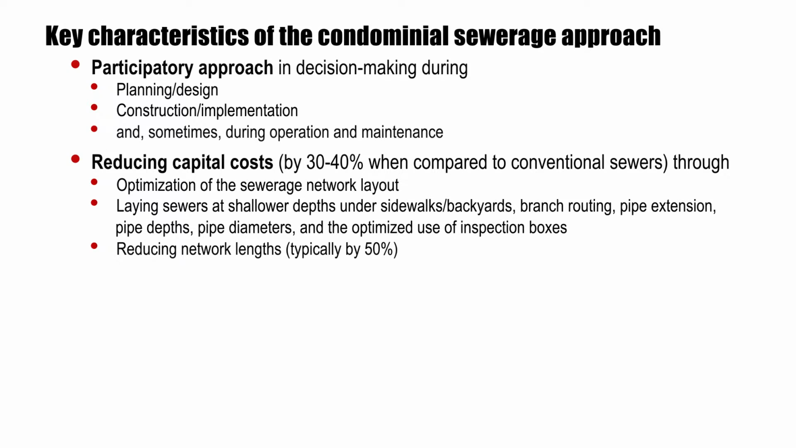An important factor of condominial sewers is the reduction in capital costs that can be achieved when compared to conventional sewers through the optimization of the condominial network in regards to branch routing, pipe extension, pipe depths, pipe diameter, and the optimized use of inspection boxes. One outcome of this optimization is that condominial sewerage networks can typically be 50% of the length of conventional ones.